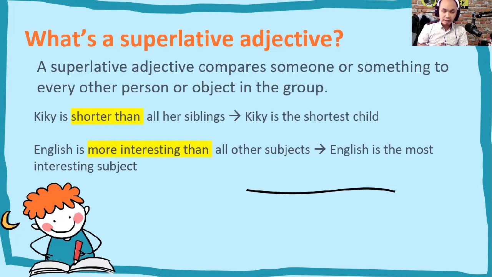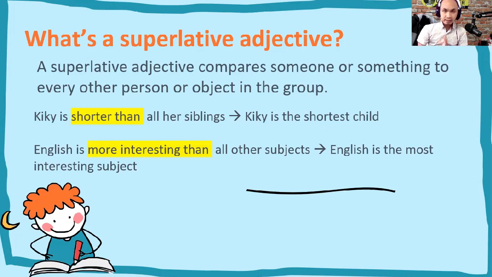That is a comparative adjective. If you want to change that to a superlative adjective, it becomes Kiki is the shortest child. The shortest in here is the superlative adjective. The second one, English is more interesting than all other subjects. If you want to change that to a superlative adjective, it becomes English is the most interesting subject. So remember, a superlative adjective compares someone to every other person.